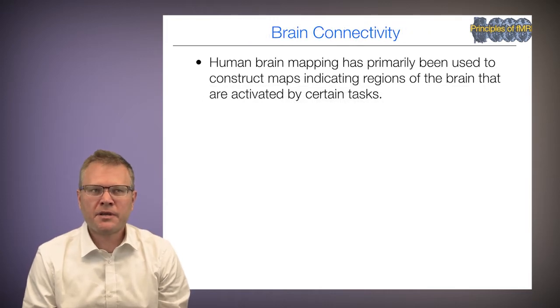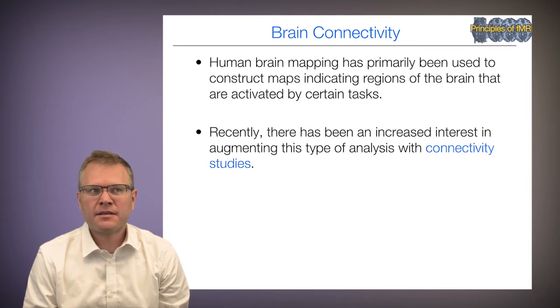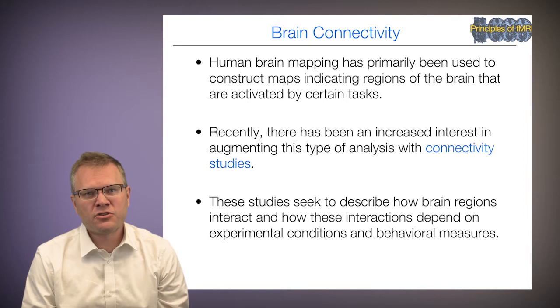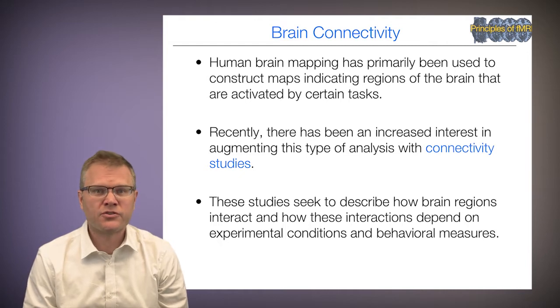So human brain mapping has primarily been used to construct maps indicating regions of the brain activated by a certain task. And recently there's been a great deal of interest in augmenting these types of analysis with connectivity studies. These studies seek to describe how brain regions interact with one another and how these interactions depend on experimental conditions and behavioral measures. It's become common practice to talk about brain networks. These are sets of interconnected brain regions with information transfer between the different regions.